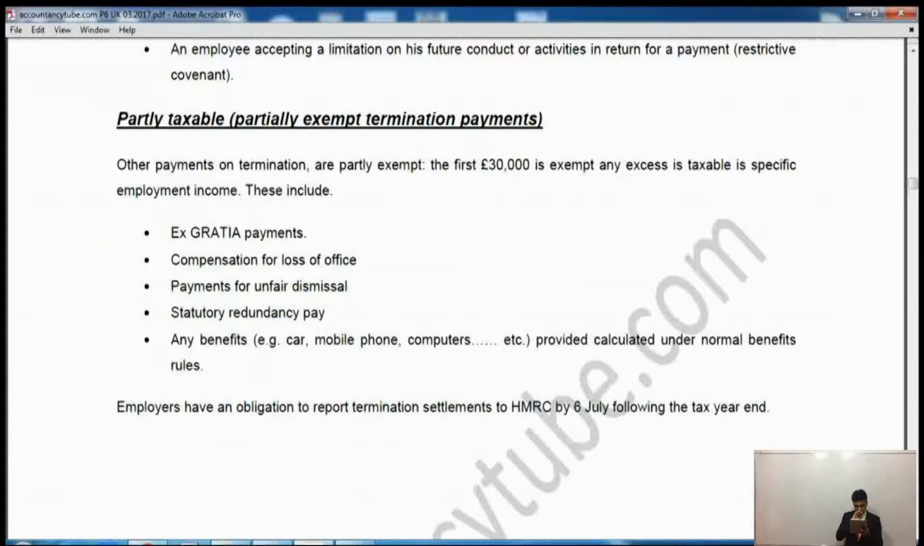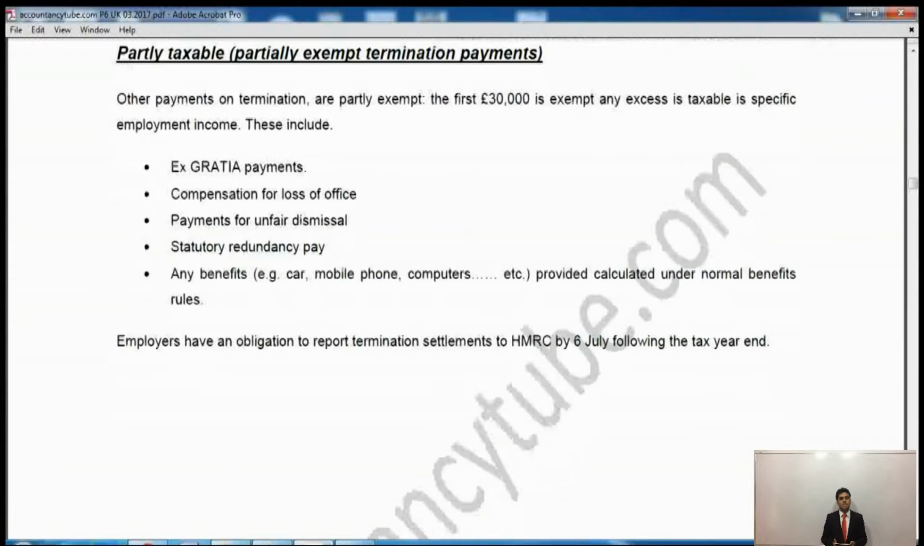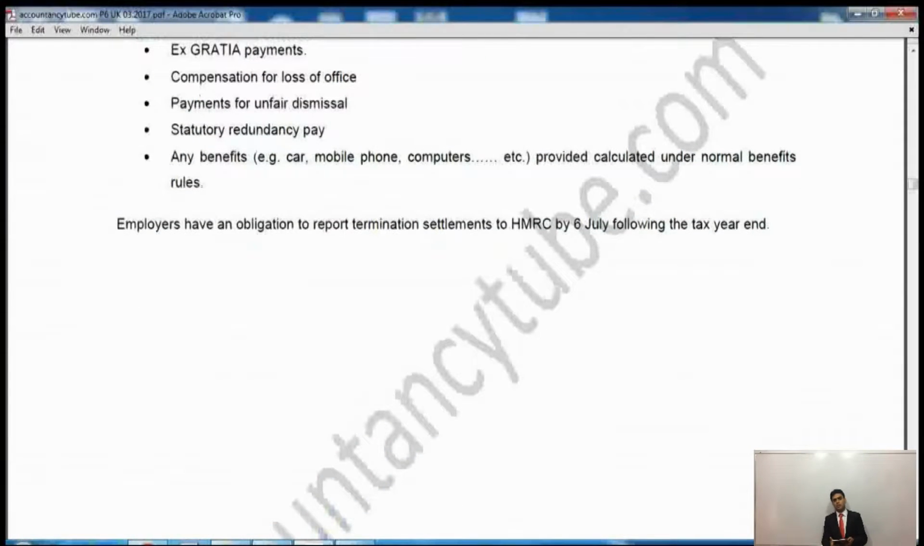Now these are ex gratia payments. Ex gratia payments are payments where, when you get retired from a company, your boss will give you an extra amount to motivate you. So when I go out of the company, I will tell each and every person that my boss at AccountancyTube was a nice guy. When I get retired, he gave me, say for example, a £10,000 check. So I will be talking about the AccountancyTube boss everywhere, telling everyone that he is a nice guy and that is a nice company to work for. So that is called ex gratia payments.